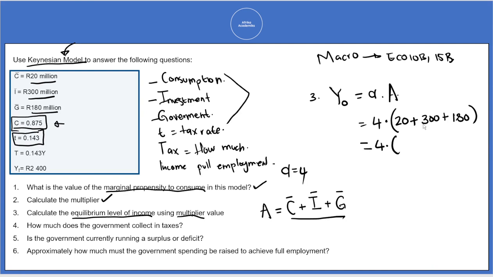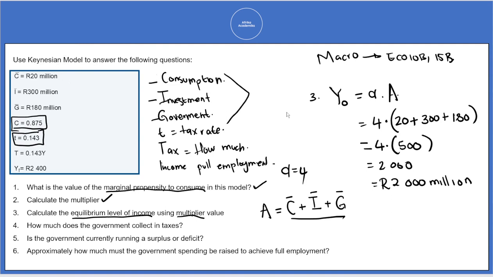So you can just get a total of that. Let's say 20 plus 300 plus 180. That is going to be 500. So 500 times 4 will give us 2000. So that means the answer is actually 2000 million, because remember we are dealing with millions here. The numbers are written there, millions, right? So that's how we know that that is going to be a million. So that means the equilibrium income is 2000 million.